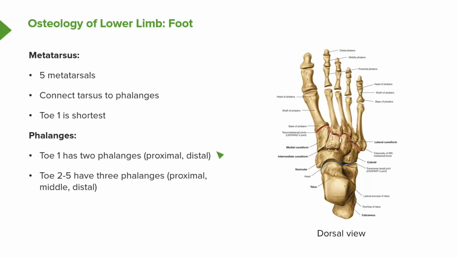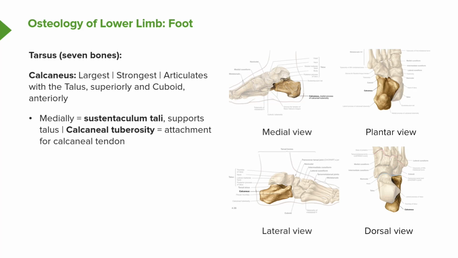For the phalanges, it's a similar arrangement as we had in the hand. So toe 1 has 2 phalanges, a proximal and a distal, and toe 2 to 5 has a proximal, a middle, and a distal. And this is repeated from toes 2, 3, 4, and 5. So let's have a look at a bit more detail at these tarsal bones.